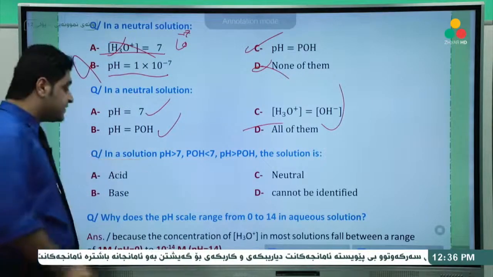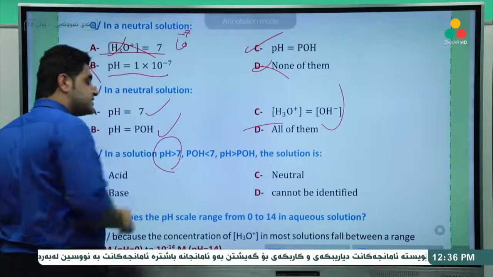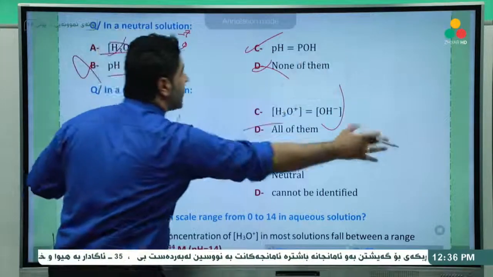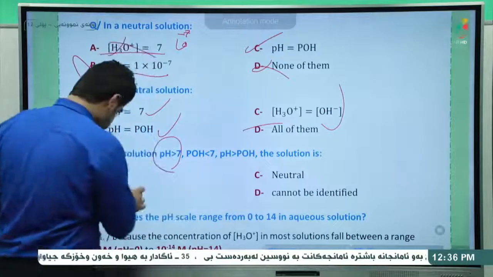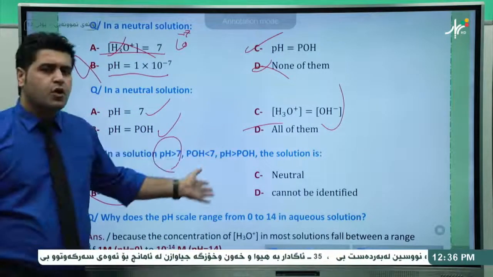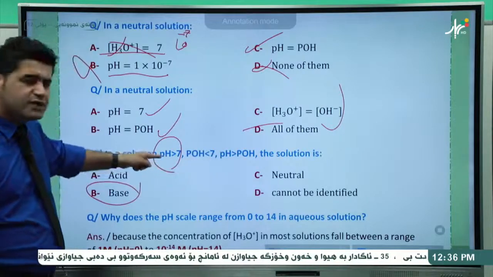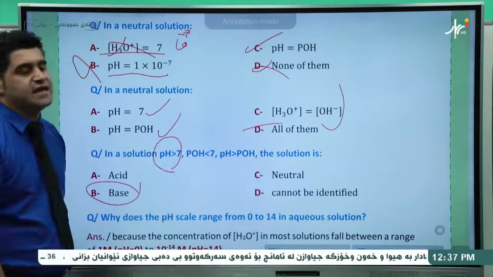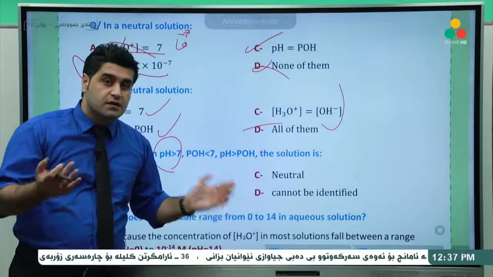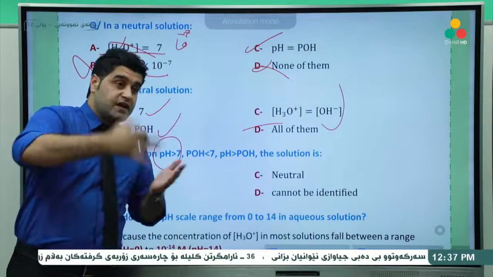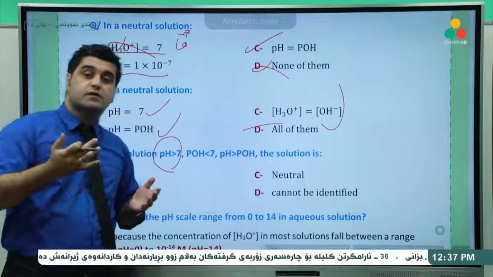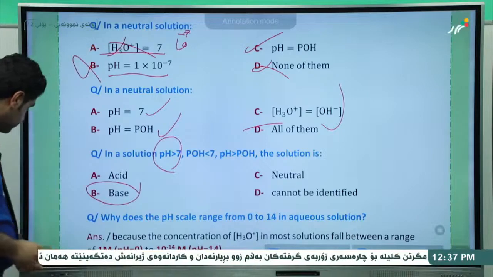In the solution that has a pH bigger than 7, it means this side, it's base. Immediately. We don't need to read all of the information. One piece of information is enough to answer that kind of question. pH is bigger than 7, so that means 8, 9, 10, 11, 12, 13, 14. So they are base.